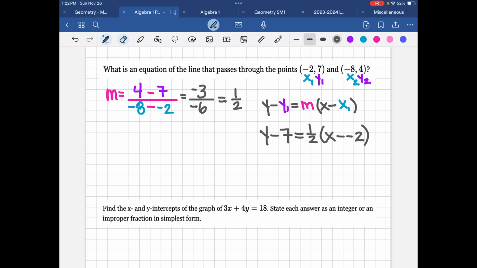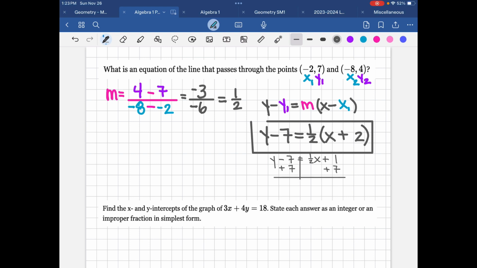The only thing we're going to have to do is come back in and clean up that double negative to a positive. We should be able to leave our formula just like this, but if we are not, you would want to distribute the 1/2 and then move the 7 over to the other side, and that would put it in y equals mx plus b.